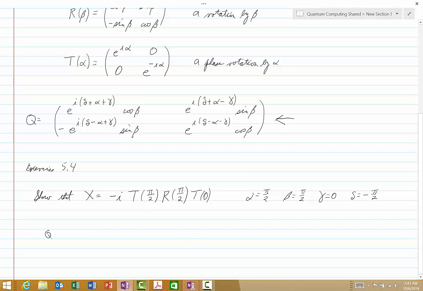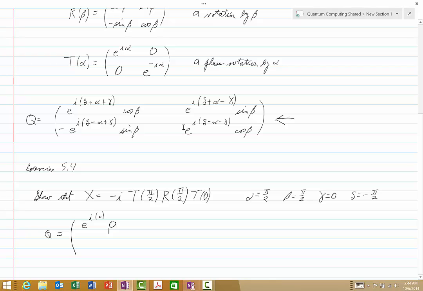If we substitute into this equation the values we have for alpha, beta, gamma, and delta, we get Q equal to e to the i, and then delta is minus pi over 2, alpha is pi over 2, so that's 0, plus gamma is 0, so this is e to the i0 times the cosine of beta. Beta is pi over 2, and the cosine of pi over 2 is 0.